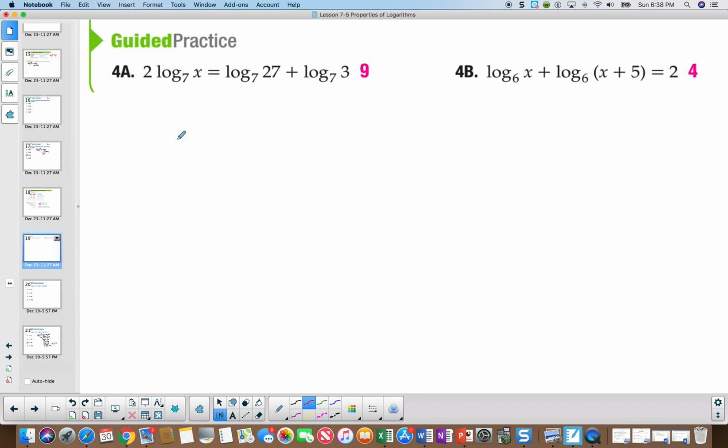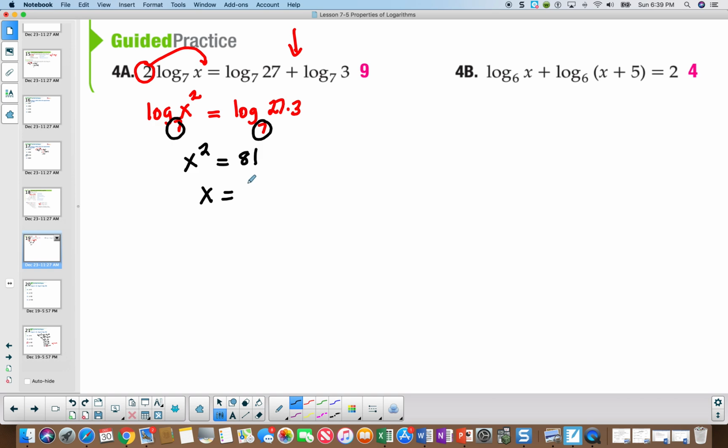Okay, let me go ahead and do this problem. This is going to be log base 7 x to the second power. So I'm bringing this up to the power. I can go back and forth on it. Now this is a sum, so I'm going to write log base 7 of 27 times 3. Okay, I notice that I have the same base, and so these two logs are equal to each other. That means their arguments are equal to each other. So x squared is equal to 81, and therefore x is equal to plus or minus 9. X is equal to 9 or -9.